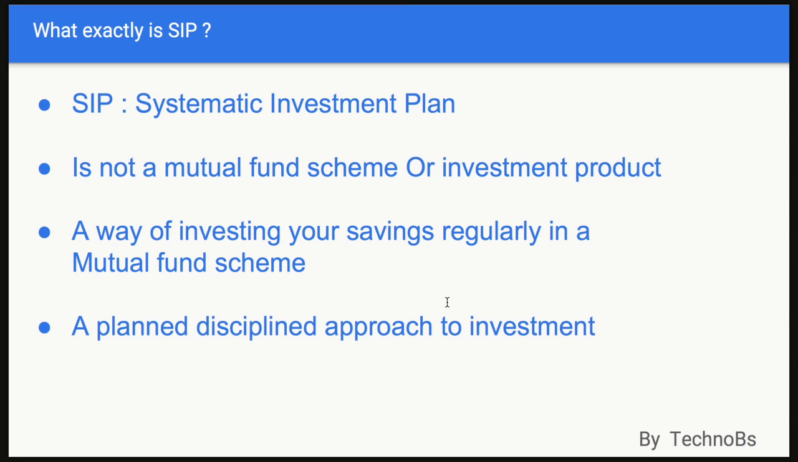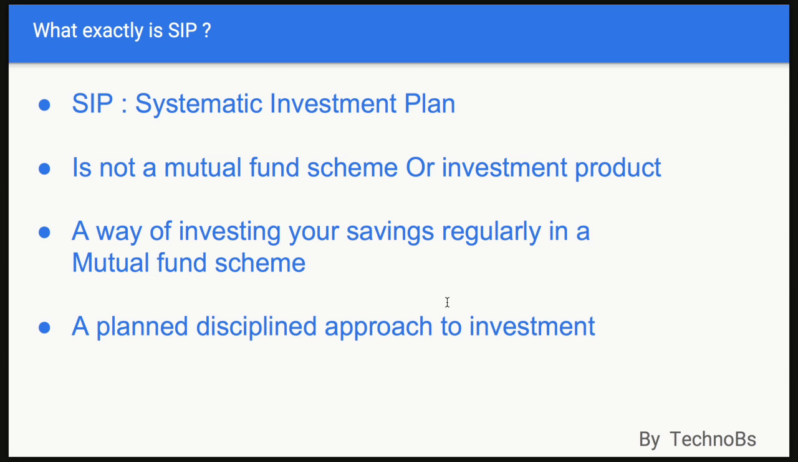To answer that question, SIP is not an investment scheme or product where you invest. SIP is a way of investing your money regularly or systematically into a mutual fund scheme. So it is a way or an approach of investing your money. What SIP brings out, or how it differs from other approaches, is that it enables a planned and disciplined approach to investment. Here the words planned and disciplined have to be emphasized. Planned, because you need to have proper planning, and disciplined, because SIP works only if you are disciplined with your investments.